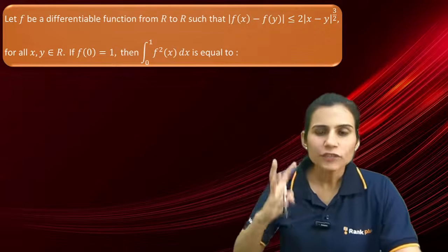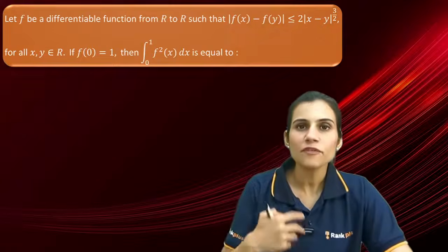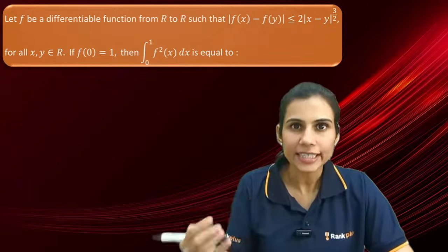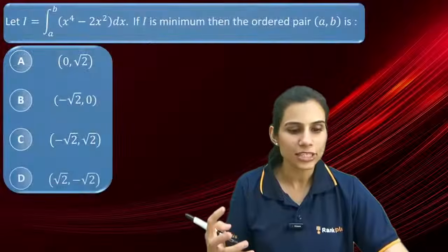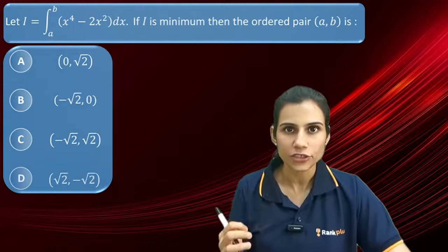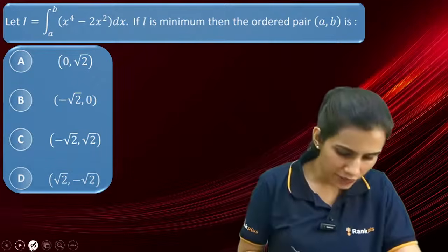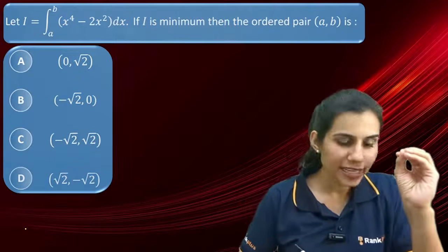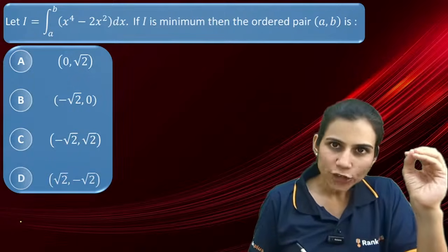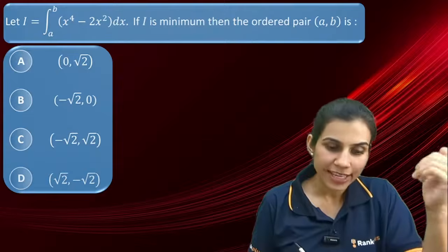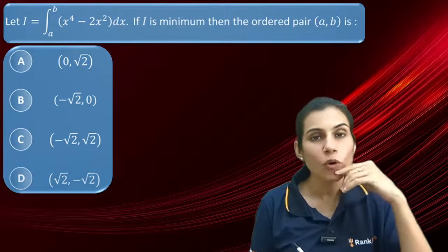So the questions which I'm sharing with you are themselves representatives of categories. And that is why this is such a voluminous, very rich quality session. Okay, come to this one. This question is very nice. Pretty nice question, guys. Take a look. Integral a to b of x to the power 4 minus 2x square. If I is minimum, what is the ordered pair a comma b?